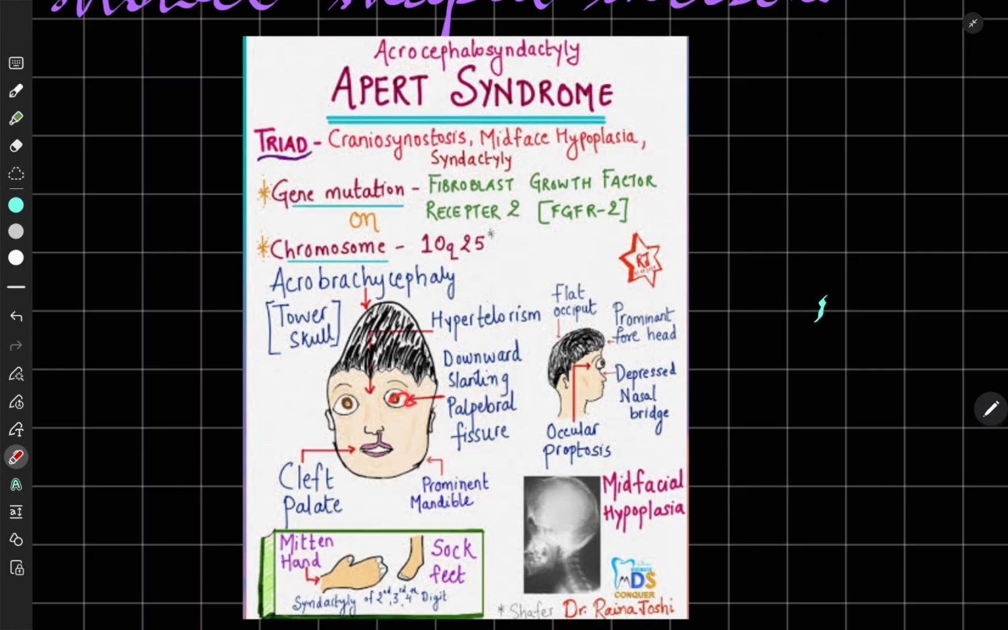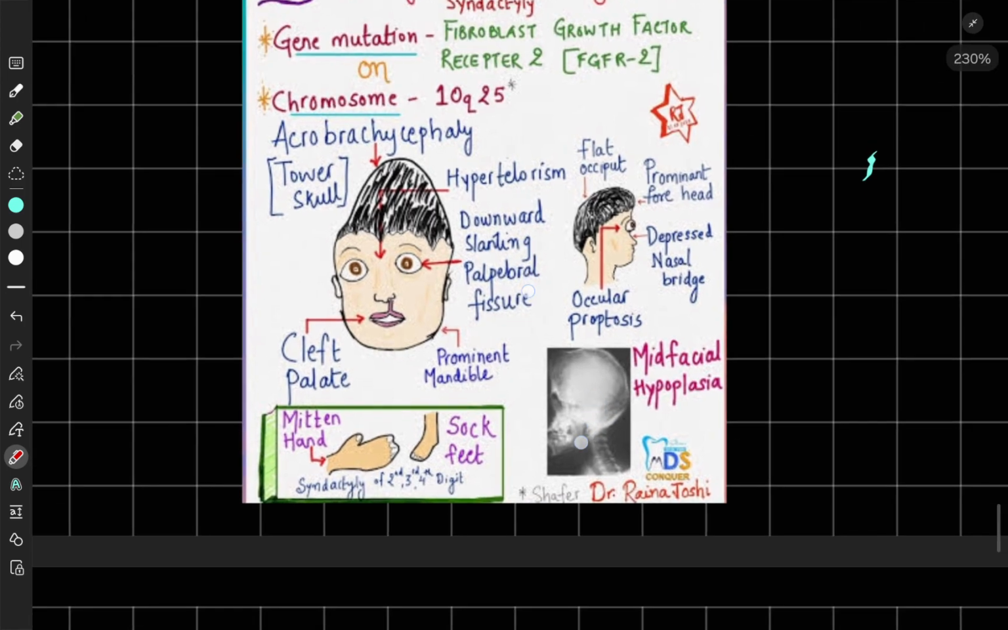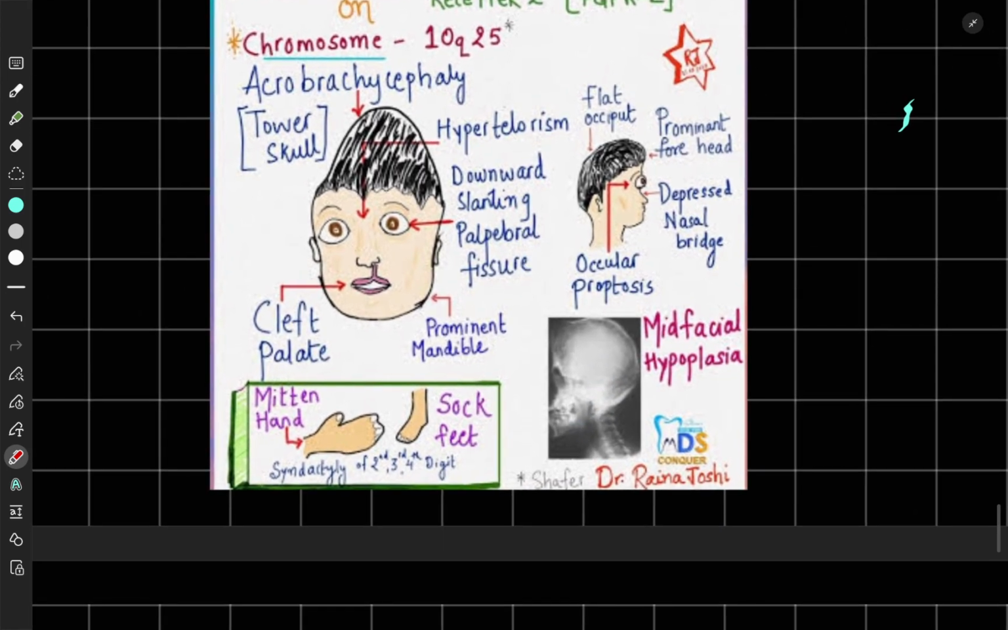downward slanting palpebral fissures. There will be a flat occiput, prominent forehead, and depressed nasal bridge. This will be depressed, and there will be oculoproptosis, also known as exophthalmos. There will be cleft lip, which may or may not be there. A prominent mandible is there. The hand is known as mitten hand, and the foot as sock foot. Syndactyly of the second, third and fourth digits can be seen, most commonly the third and fourth, and occasionally the other digits. There is midface hypoplasia also.